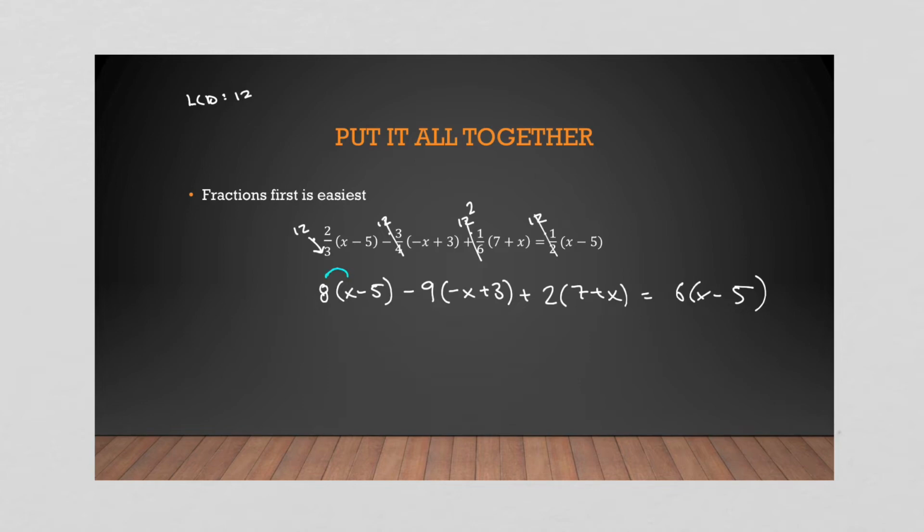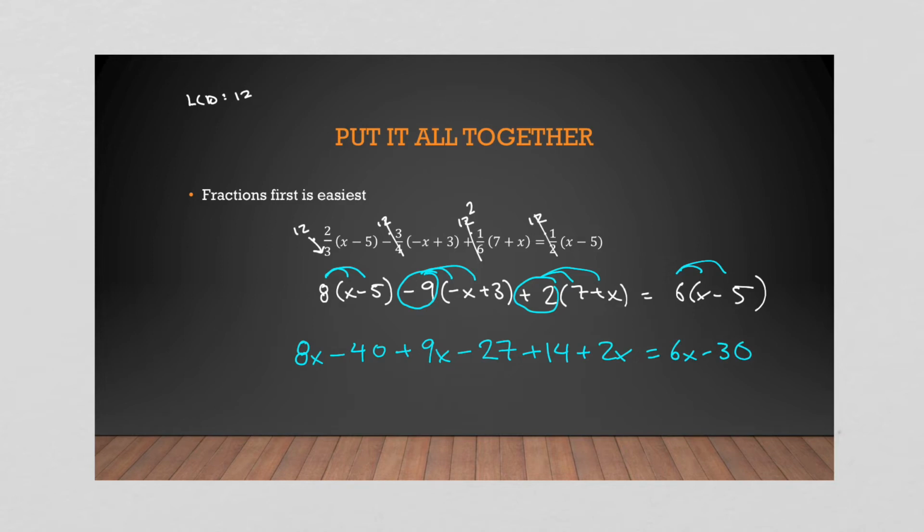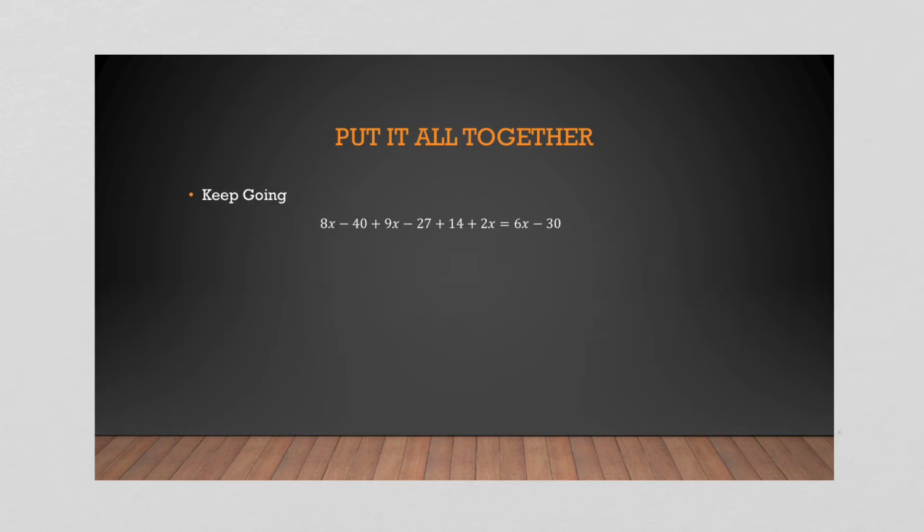Because now we are going to water bomb. Don't forget negative 9 water bombs in, 2 water bombs in, and then 6 water bombs in. And where we end up is 8x minus 40 plus 9x, watch your signs, minus 27 plus 14 plus 2x equals 6x minus 30. So I've written that down here on the next slide. So we got 8x minus 40 plus 9x minus 27 plus 14 plus 2x equals 6x minus 30.